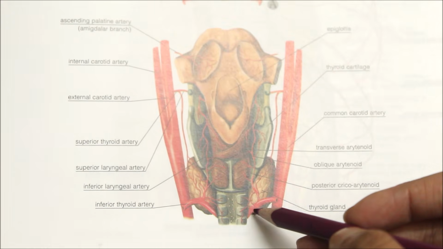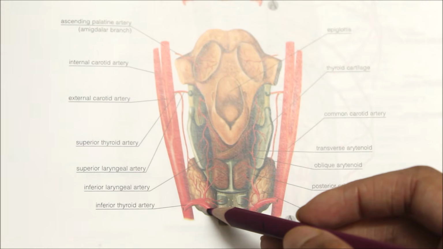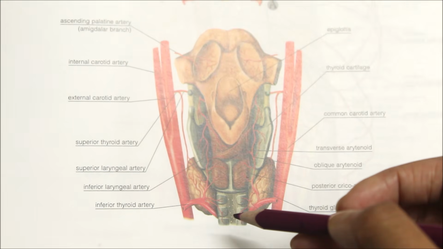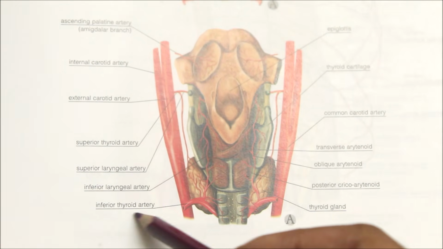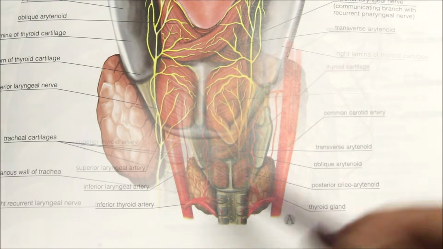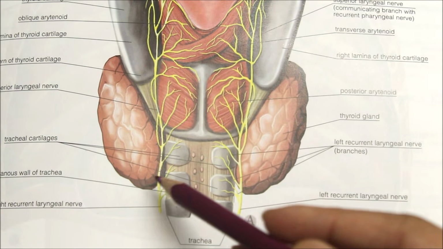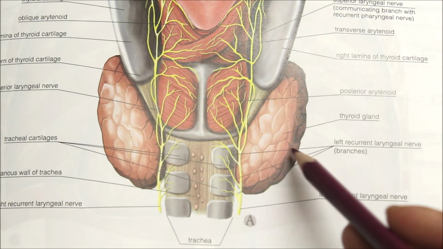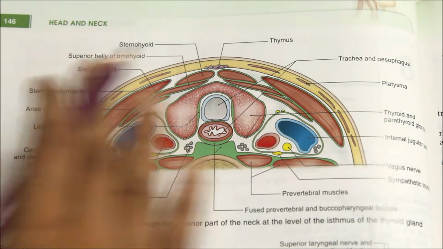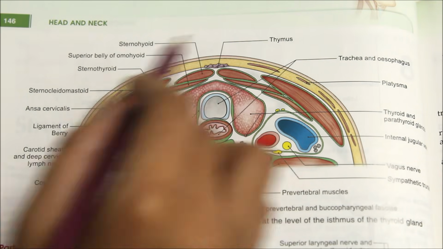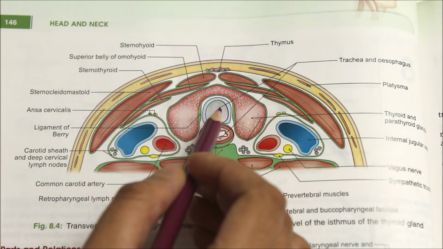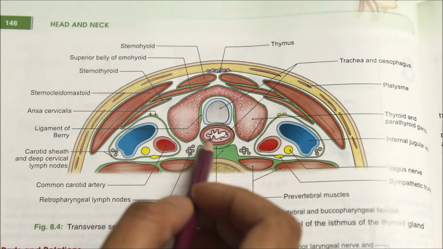After the apex, now moving on to the base, it is at the level of the fourth or the fifth tracheal ring. It is related to the inferior thyroid artery, as you can see right here. The base of the lobes is also related to the recurrent laryngeal nerves, as you can see right here. This is a transverse section through the anterior part of the neck, and this is the thyroid gland, this is the trachea, and this is the esophagus.